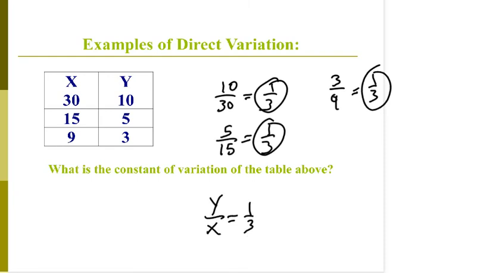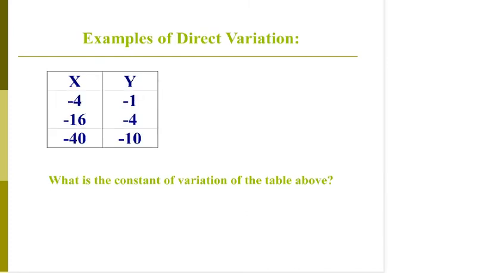Here's another example. Pause it and see if you can come up with the constant of variation and how we can express the equations that this direct variation is an expression of. If we did the ratio -1 over -4, or -1 divided by -4, a negative divided by a negative is a positive, so this is really a positive 1/4.